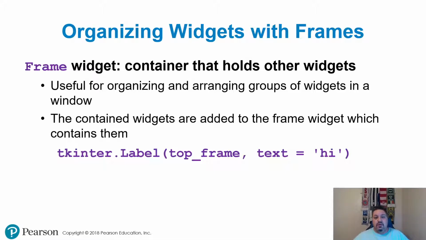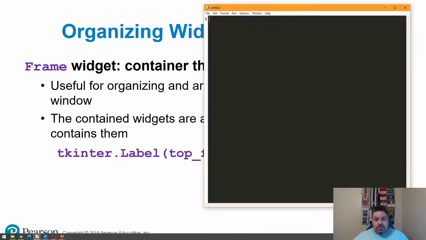Let's see here. I'm gonna start off with some code here that I have. Let's do import tkinter. We're gonna say window equals tkinter.Tk.